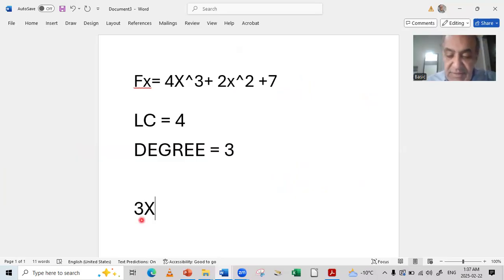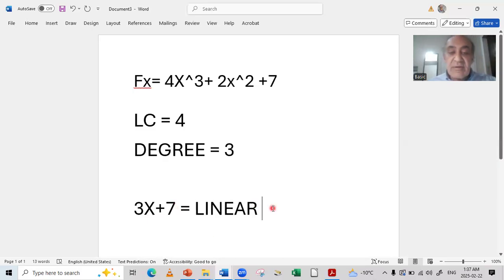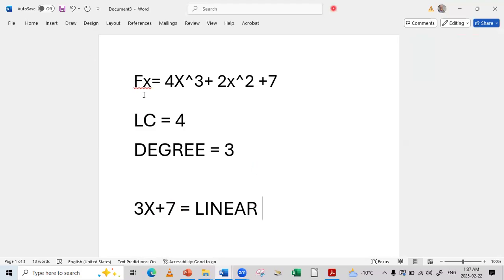3x plus 7. So I'm expecting for this function that it is linear. This will be a linear function. Linear means it's only one line. It will be only one line. It looks like this. It will give me one line only.